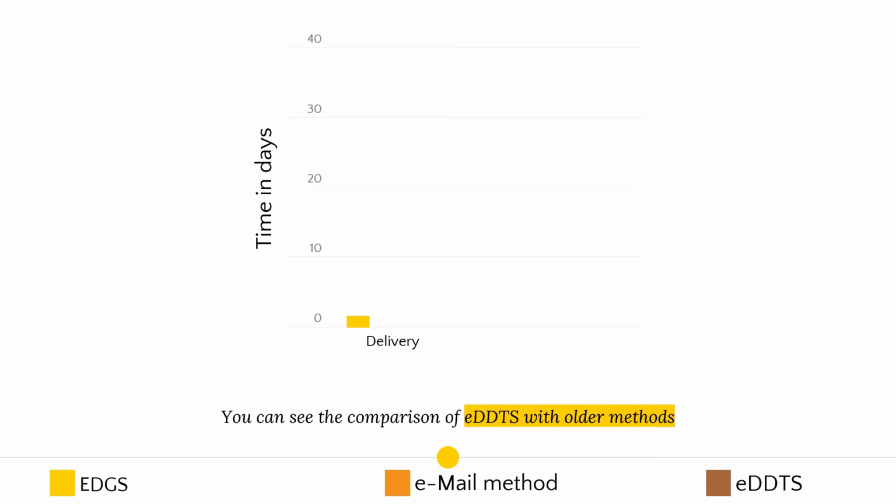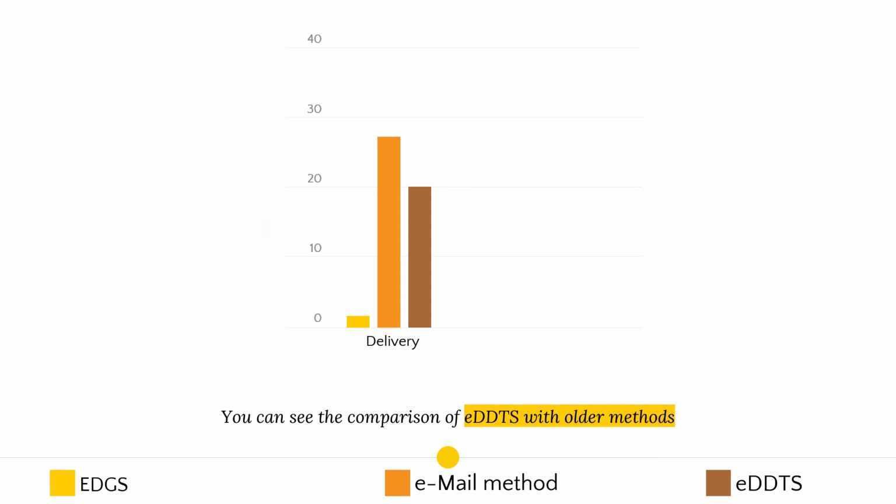So now let us take time in days for the delivery of the document you applied for. Here's the comparison. eDGS used to take at most 2 days to deliver your documents to your email as a soft copy. Remember, it was not giving you a hard copy. The email method did a pretty good job for quite some years, but still, it wasn't that efficient. It took about 40 days to give you your hard copy. Now we have the eDDTS that can get your documents delivered in under 20 days, either as a soft copy or a hard copy to your desired location.